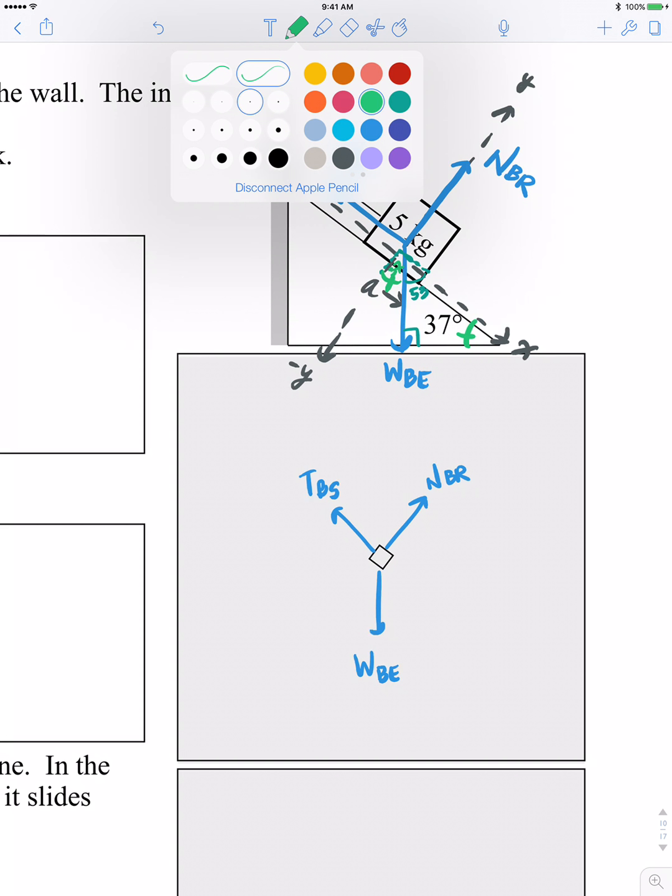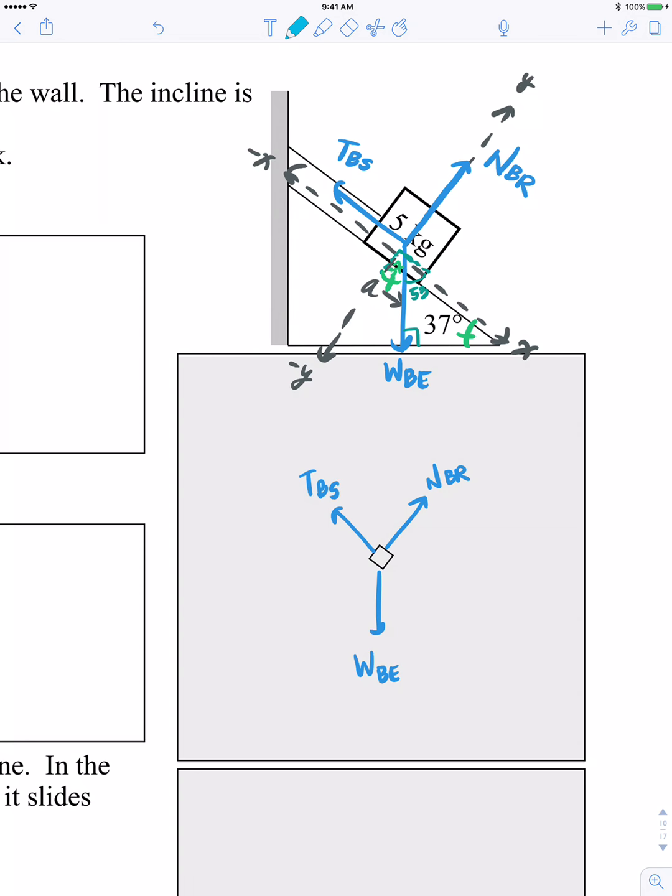And so if I was to break apart my weight vector, I'm going to have one component along the negative y-axis right here. Since that is the side adjacent to the 37-degree angle with the weight vector as the hypotenuse, that side is w cosine 37 degrees. And then this side here is w sine 37 degrees.